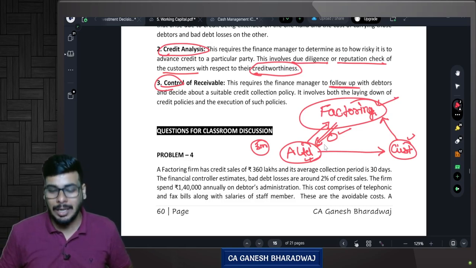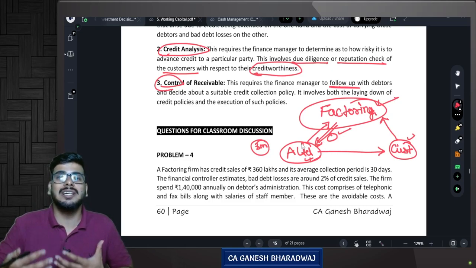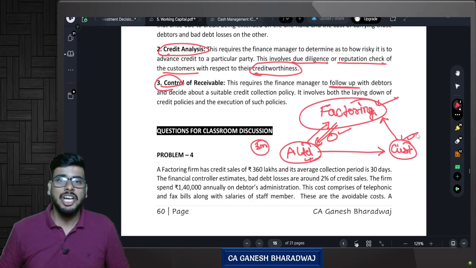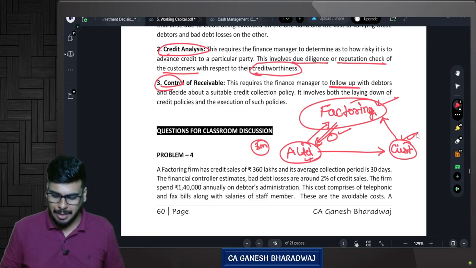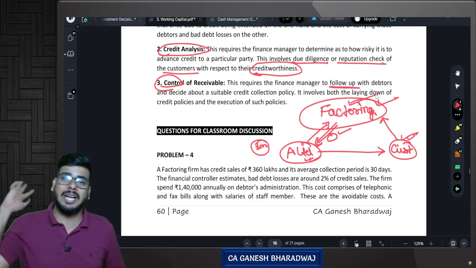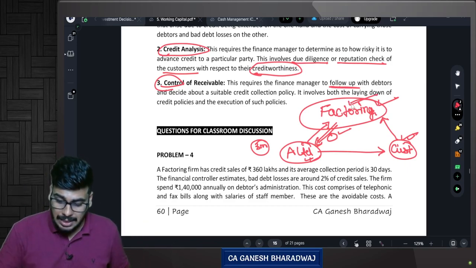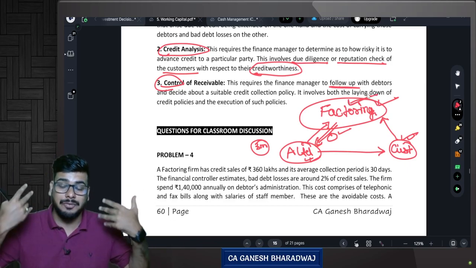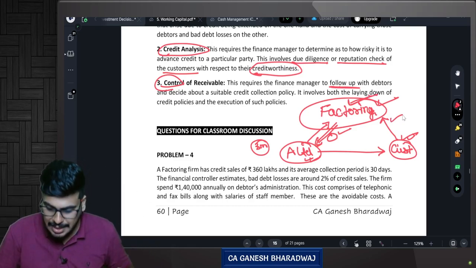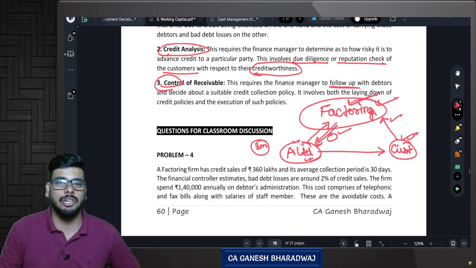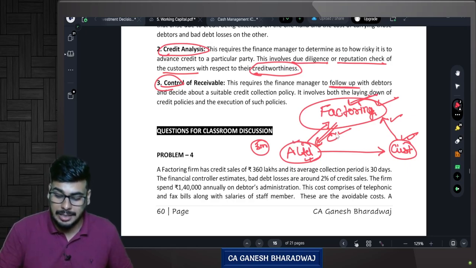Yes, but you need not incur administrative cost with respect to following up with the customer. You need not have a separate team to go and follow up with the customer. All these things, this factor will take care of. Are you clear with this? In fact, at times, the factor will also take care of the risk of bad debts. Suppose there is any bad debt, this factor himself will bear it. He will not pass it on to A Limited. Accordingly, his commission will be more.